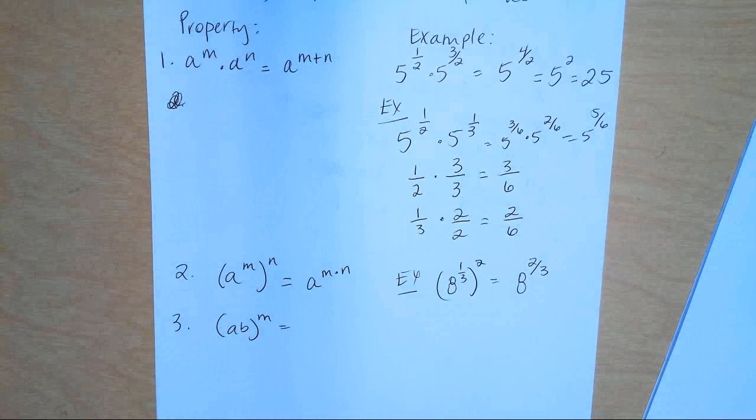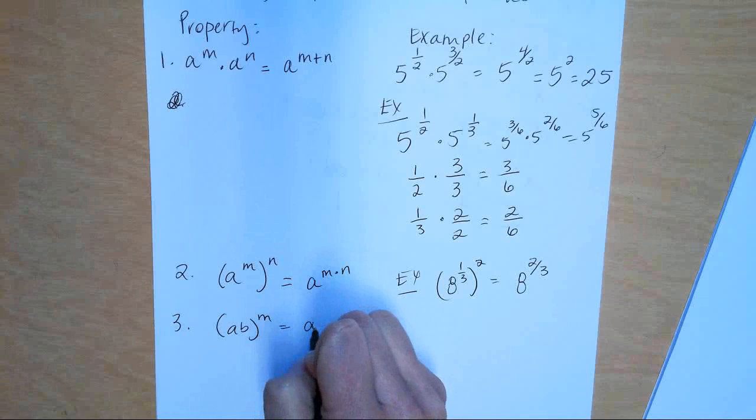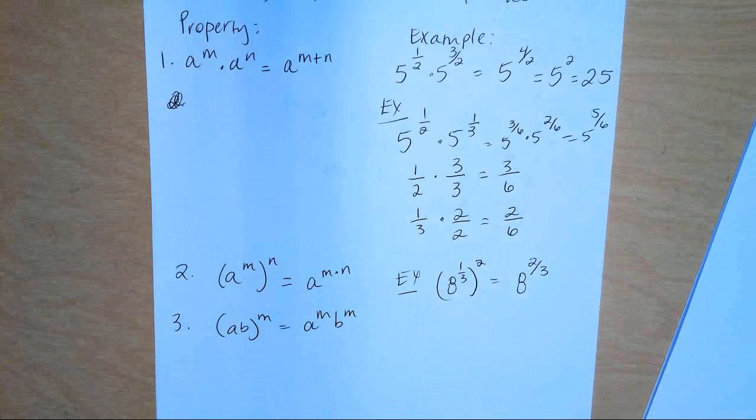Okay, our next property is a times b to the n, and we can move the m inside. A to the m times b to the n. Remember that you can only do this if the things in the parentheses are being multiplied, not added or subtracted. Okay, only multiply.